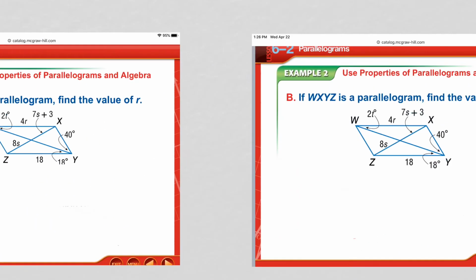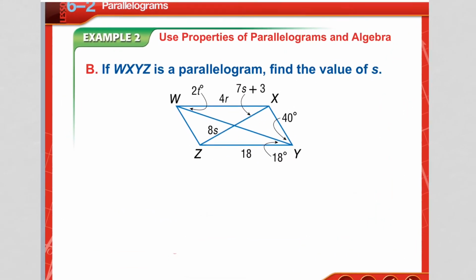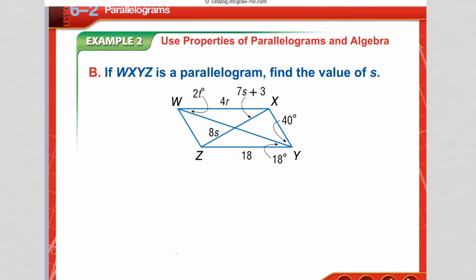Let's go on to the next one. So yes, some of these are going to be pretty fast. We want to find s. So s here is supposed to represent this diagonal, and the other s here is supposed to represent this diagonal. Because diagonals bisect each other, that means they cut each other in half, so the two halves here are congruent. So I automatically know that these two lengths are the same.